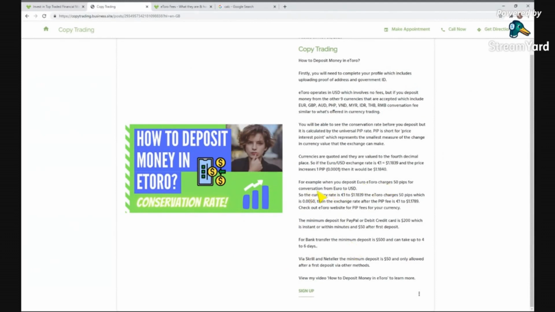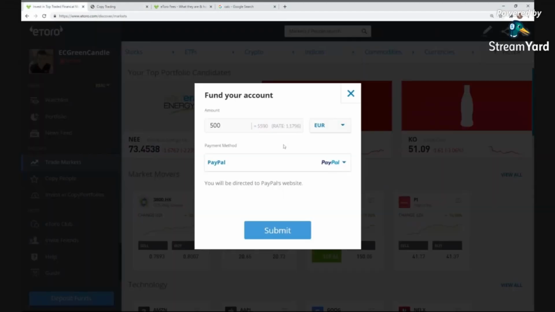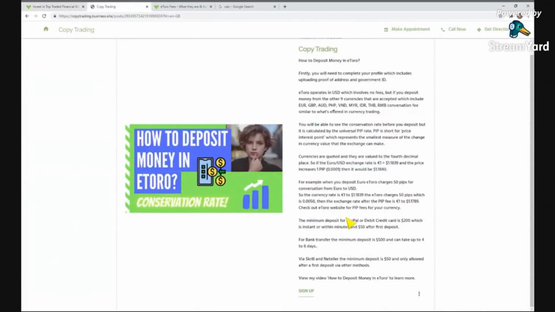Just to go over a few other things here. The minimum deposit for PayPal and credit card is $200, but after the first deposit it is $50. The deposit for me goes in instantly, but depending on your bank, it could take 1 to 2 days for PayPal and 4 to 6 days for your credit card. That's dependent on your bank account and which country you're from. But I'm from Ireland and it goes in instantly for me. So you can check that out for yourself.